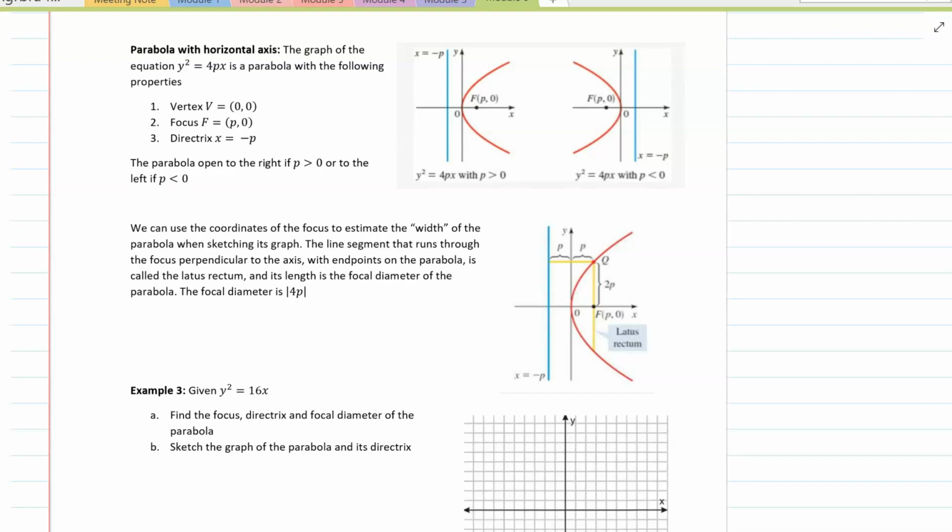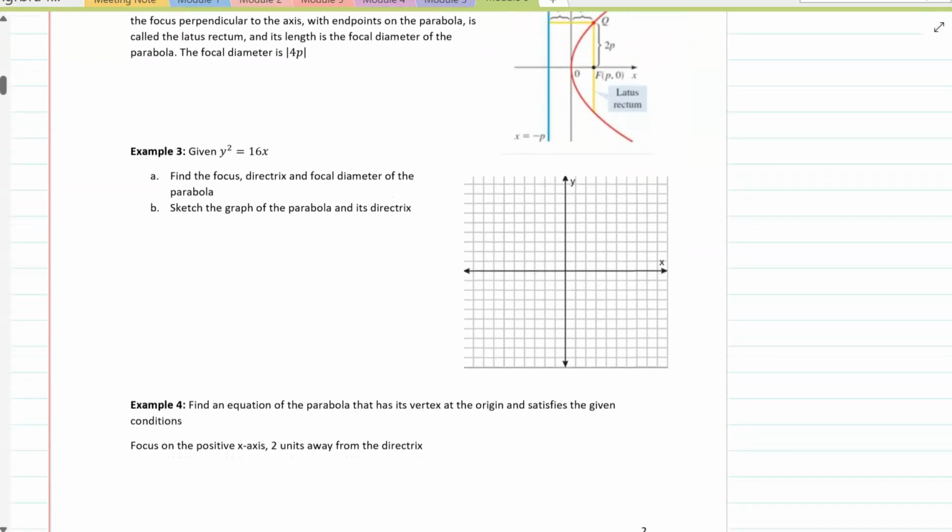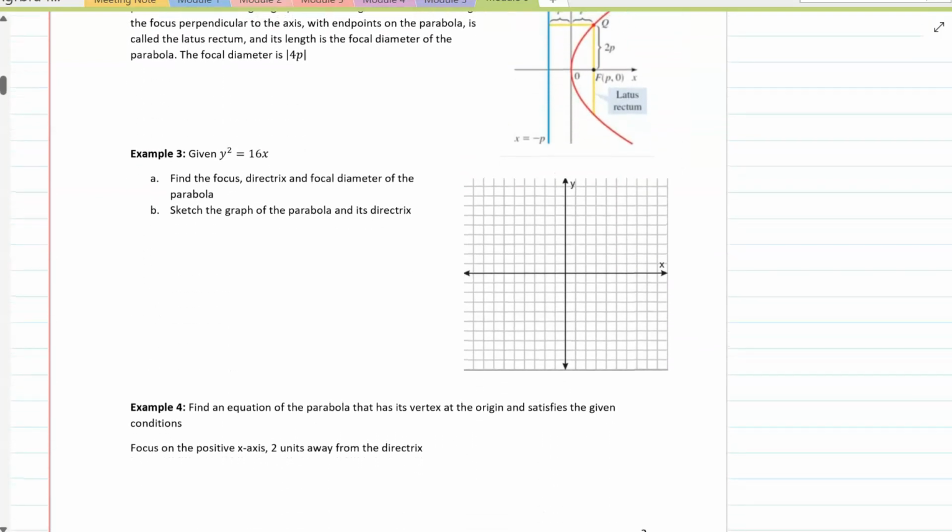Okay. So given y squared equals 16x, we want to find the focus, directrix, and focal diameter of the parabola. I will rewrite this as y squared equals 4 times 4x. This then implies p equals 4. Because p is equal to 4, and that is greater than 0, this tells us the parabola opens to the right.